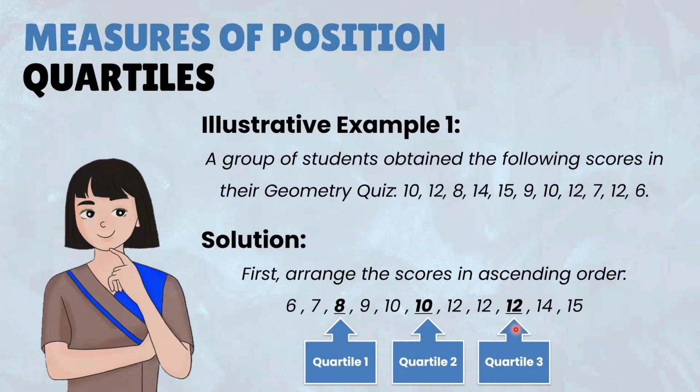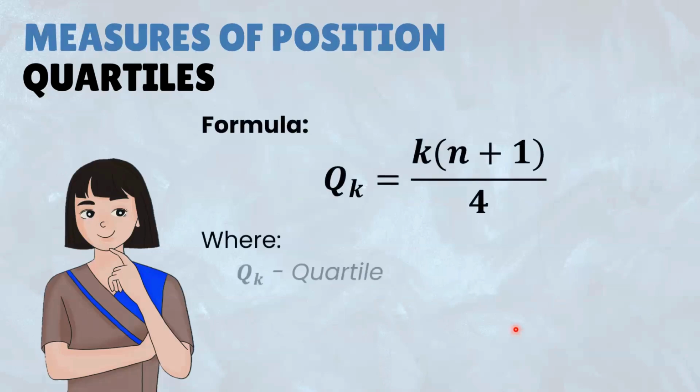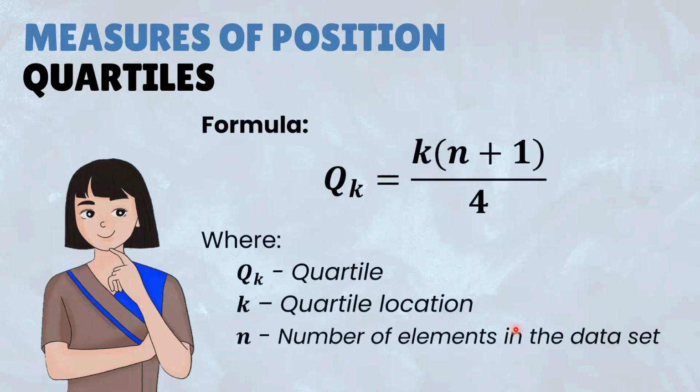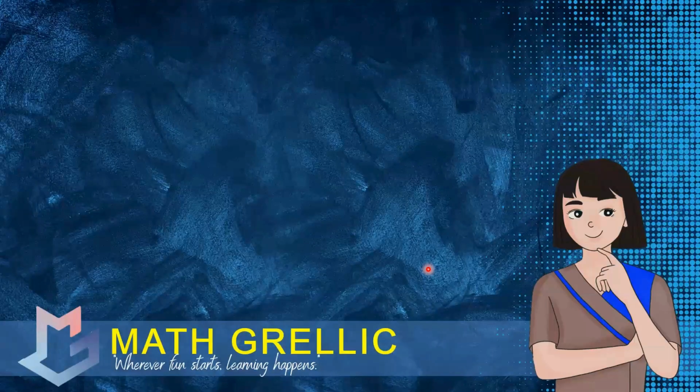But what if we have more or less? To find our unknown quartile value, we actually use this formula. Q sub k is equal to k times the quantity n plus 1 over 4, where Q sub k represents our quartile, k represents our quartile location, and n is our number of elements in the data set. But we will not explain this further for this lesson. We will explain this further in the succeeding lessons. Okay, so let's now proceed to the next measure of position, which is deciles.